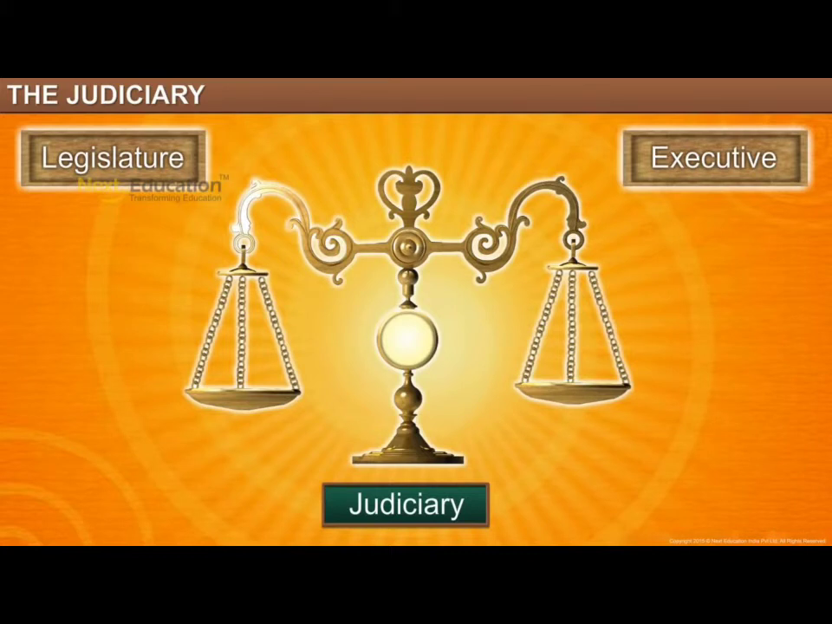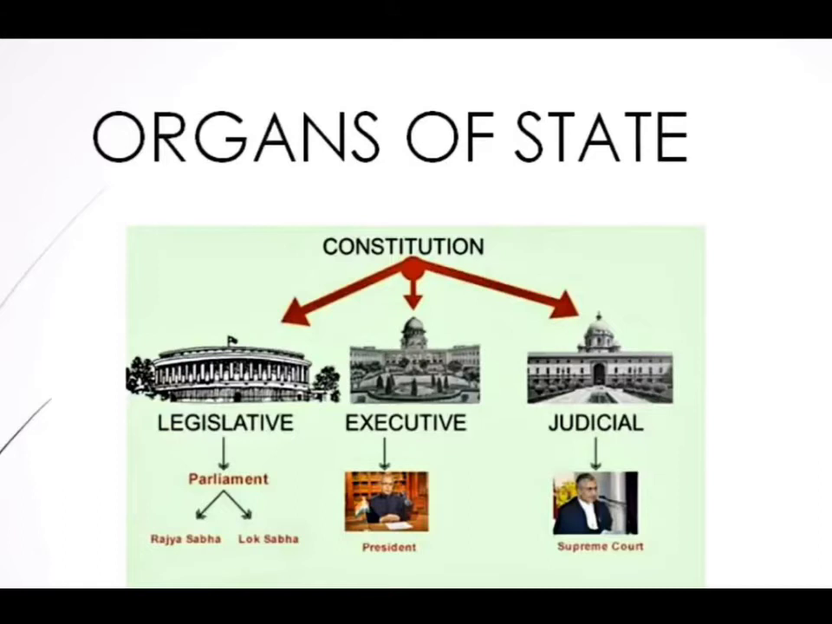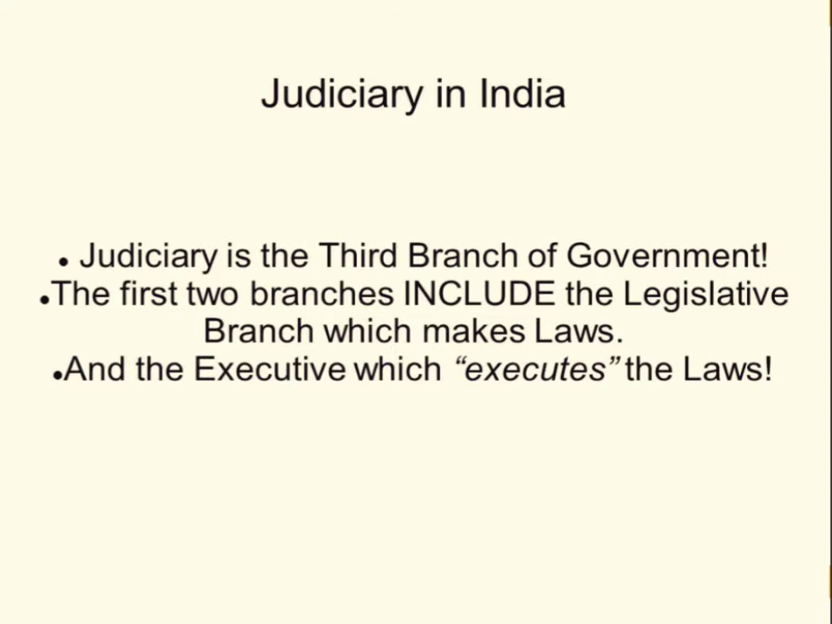As we know, there are three organs of the government: the legislature, the executive, and the judiciary. These organs are further classified: the legislature into Parliament, that is Rajya Sabha and Lok Sabha, two houses; the executive, the President; and in the judiciary, the Supreme Court of India, because this is the apex court, the very main and important court. Now, judiciary is the third branch of government.